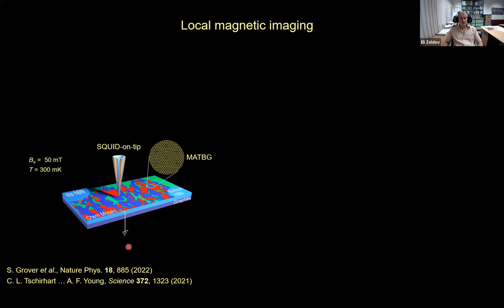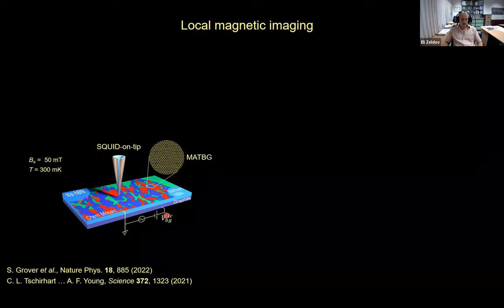And we ground the sample. So all that I'll be showing today, there is no transport current flowing in the sample. We just apply a DC voltage to the backgate with which we can control the carrier density in the sample. And we will be focusing in the vicinity of filling factor one.